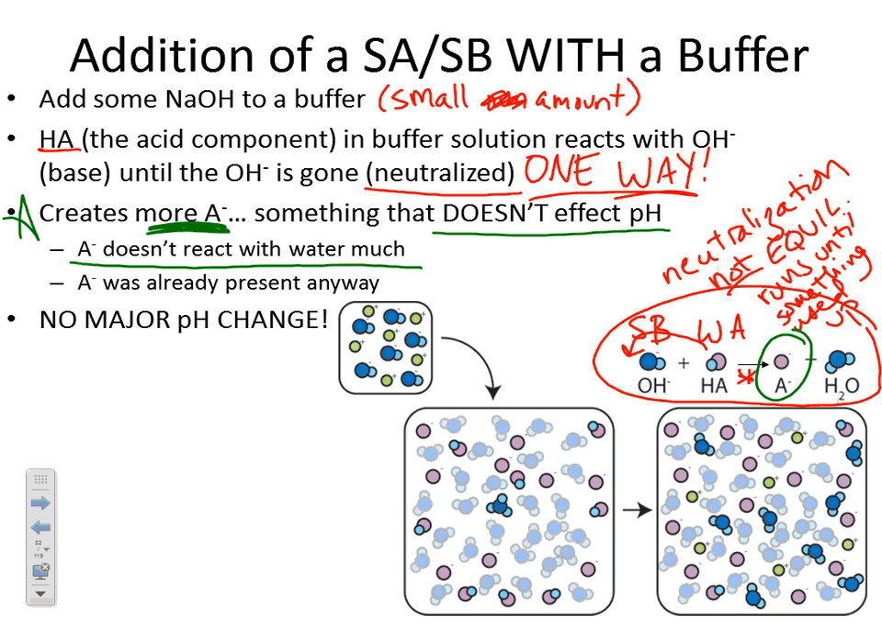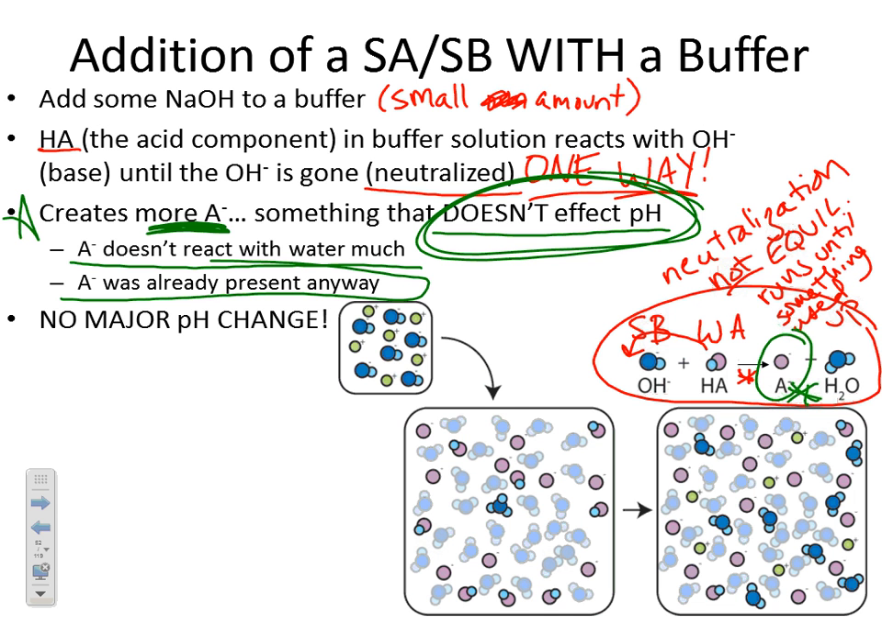It created a weak base. It created something that does not really react with water all that much, something that does not like to dissociate, something that does not like to accept a proton. It created something that doesn't affect pH. Notice how hydroxide or hydronium ion are not products in this reaction. A minus and H2O are. These are things that do not affect pH very much.